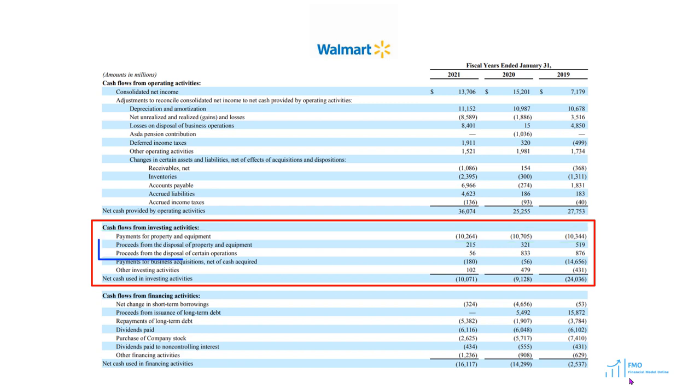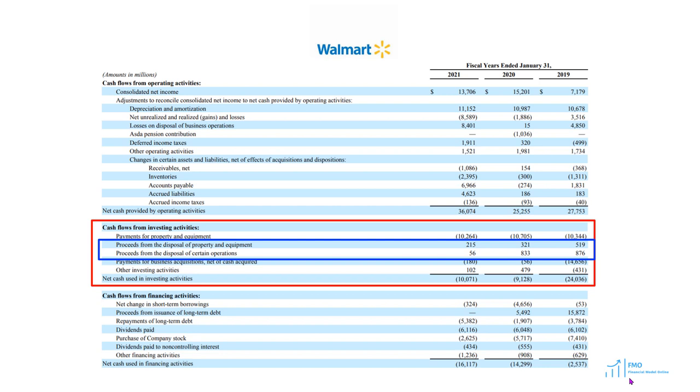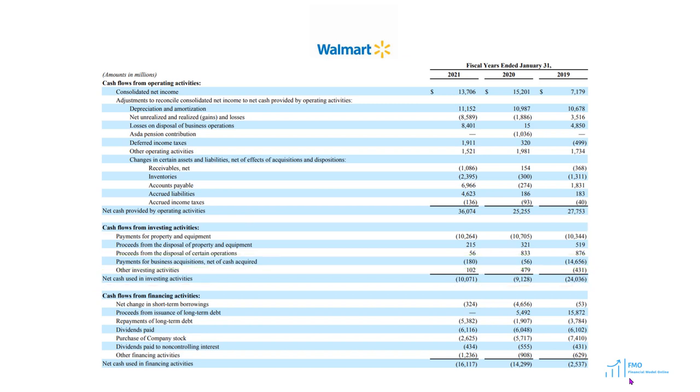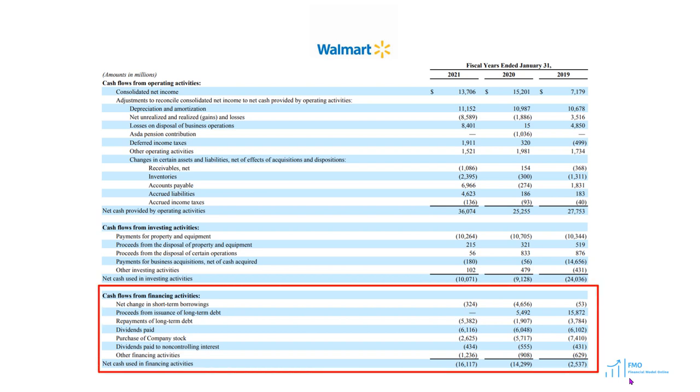Next, we've got the proceeds from the disposal of the property and equipment and proceeds from the disposal of certain operations. The proceeds from the disposal have a positive sign because we are selling our assets and therefore cash is coming in. Next, we've got the payments for business acquisitions, and the numbers have a negative sign because we are paying to acquire assets and therefore cash is going out of the business. So these are the major items that appear under the cash flow from investing activities, and next we've got the cash flow from financing activities.